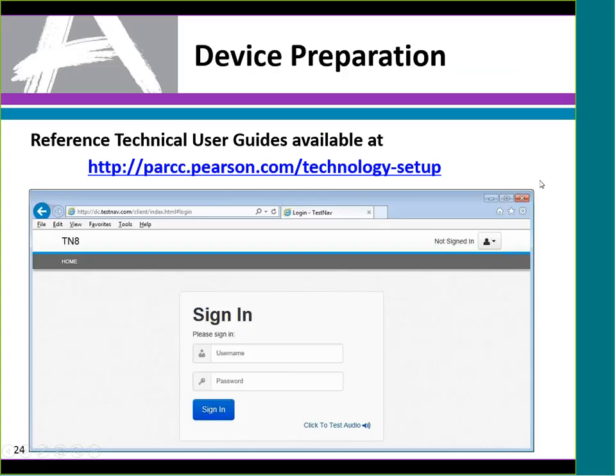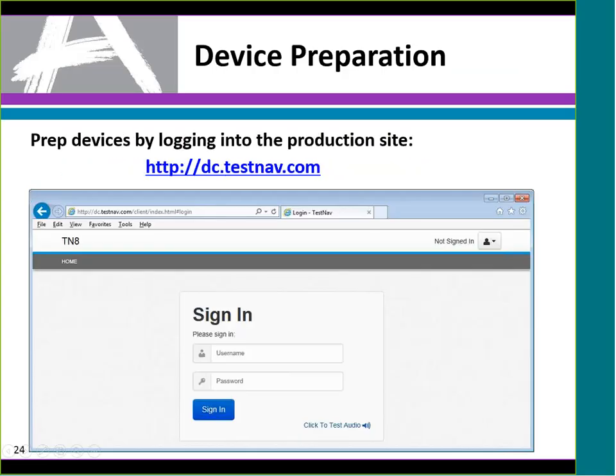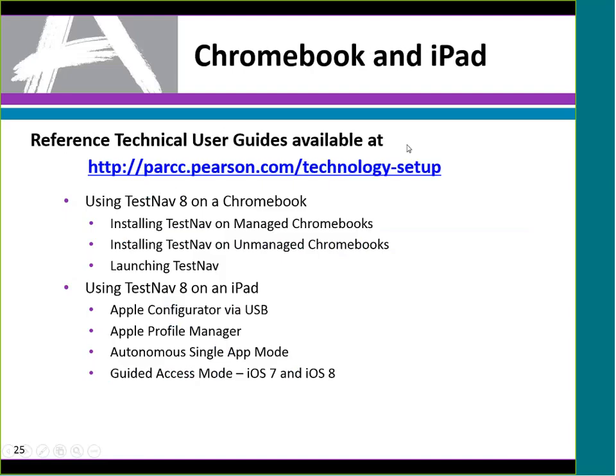All right, back into the PowerPoint here. This is kind of a screenshot, so I have the dc.testnap.com here. I would type in username and password, and it would get me through all those pop-ups that I was just talking about there. Some additional user guides for Chromebook and iPad.